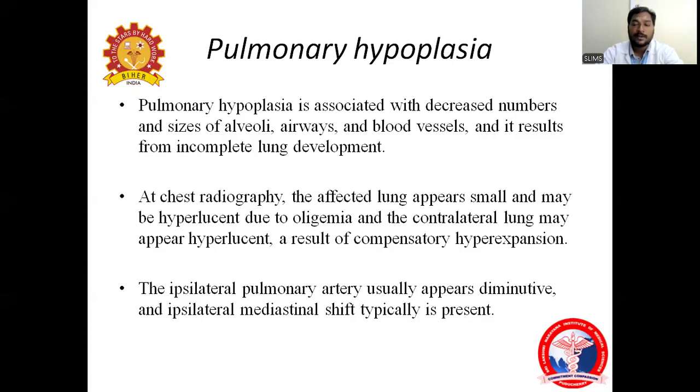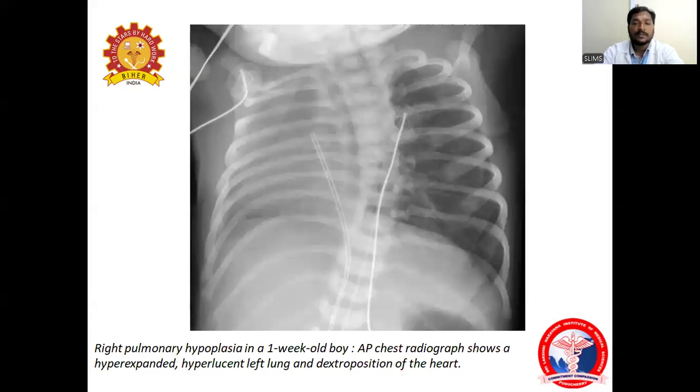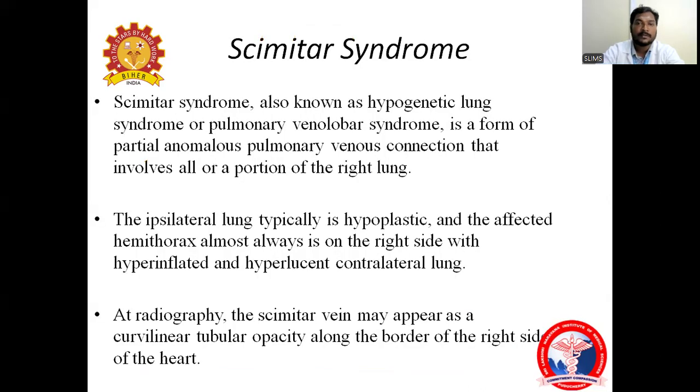The ipsilateral pulmonary artery usually appears diminutive and most of the cases are associated with ipsilateral mediastinal shift. This is the chest radiography showing a hyperlucent as well as hyperexpanded left side of the hemithorax when compared to the right side, where the right lung is having pulmonary hypoplasia, and there is also associated mediastinal shift and dextroposition of the heart. Usually the heart would be located on the left side, but because of this compensatory hypertrophy as well as the hypoplasia on the contralateral side, there is also mediastinal shift seen in this radiograph.